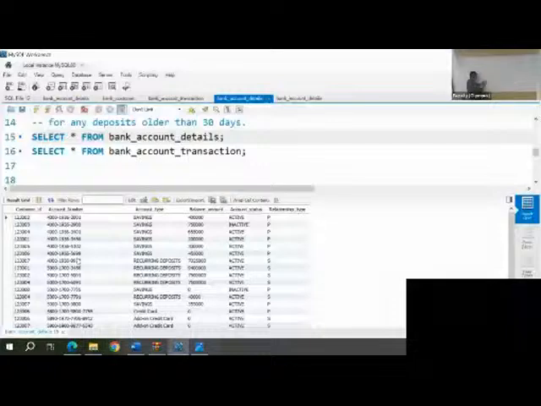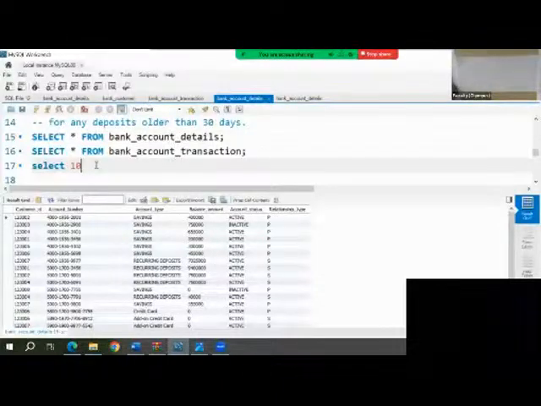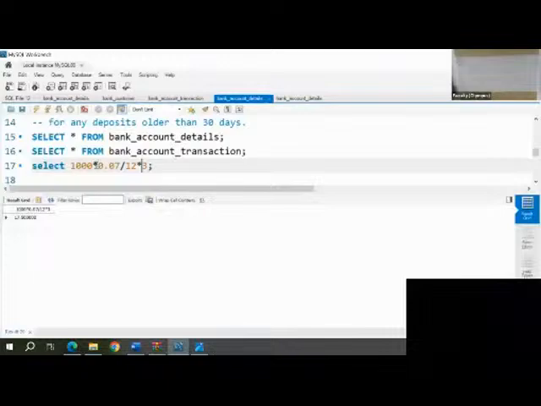So 2 months of interest for this, and the one you just deposited has no interest. So this will be the answer, right? Basically, 1,000 into 0.07 divided by 12 into 3. So at the end of 3 months, 17 rupees and 50 paise will be the interest.